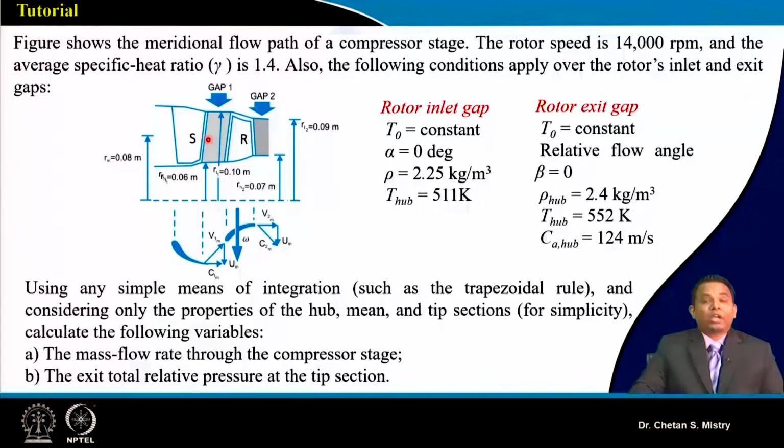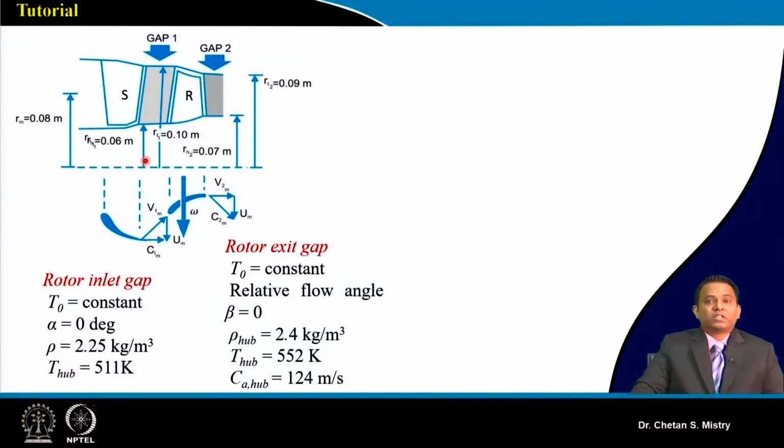So just look at this, this is our stage, and this is the information that is given to us. So let's try to solve this numerical. This is all the data that is given to us. It says my hub radius is 0.06 meter, my mean radius is 0.08 meter, and we have our tip radius as 0.09 meter.